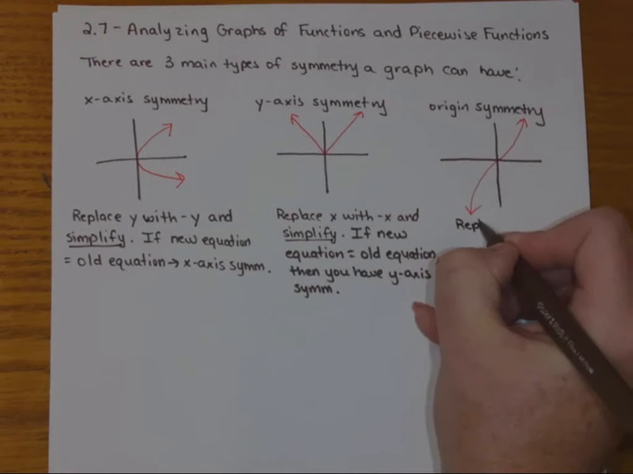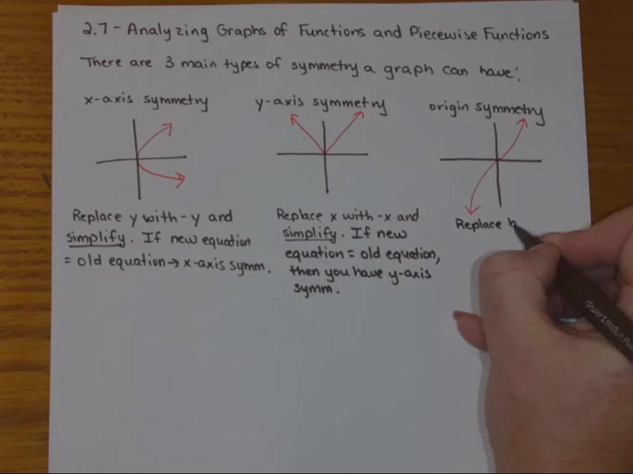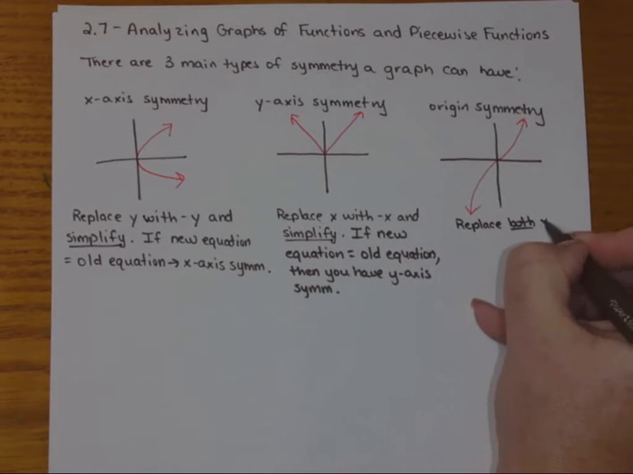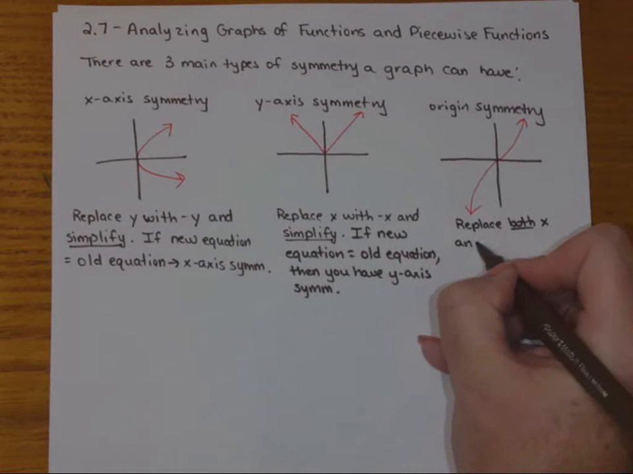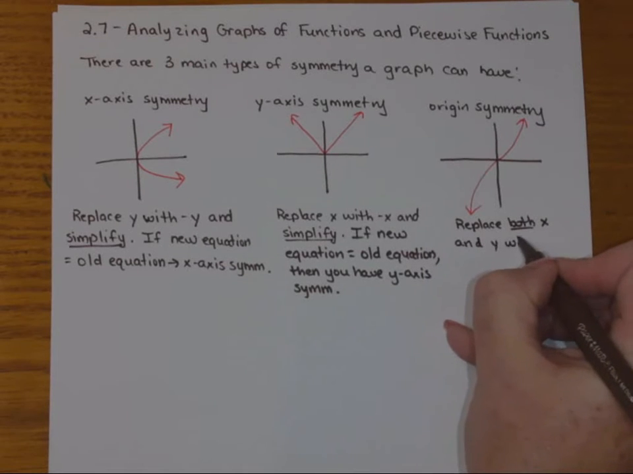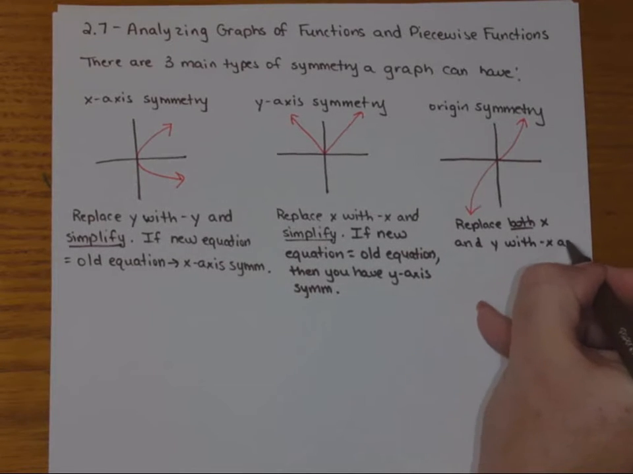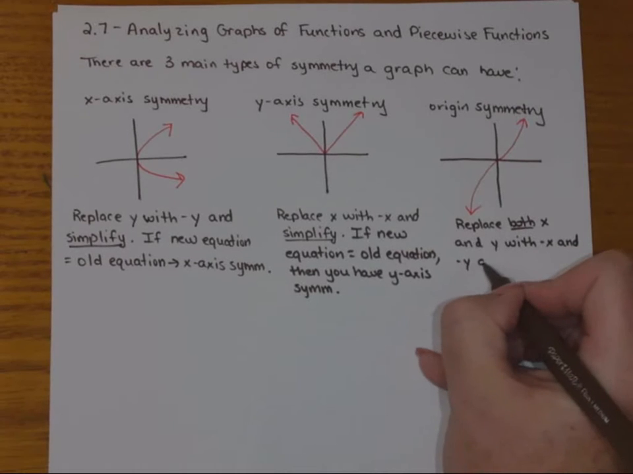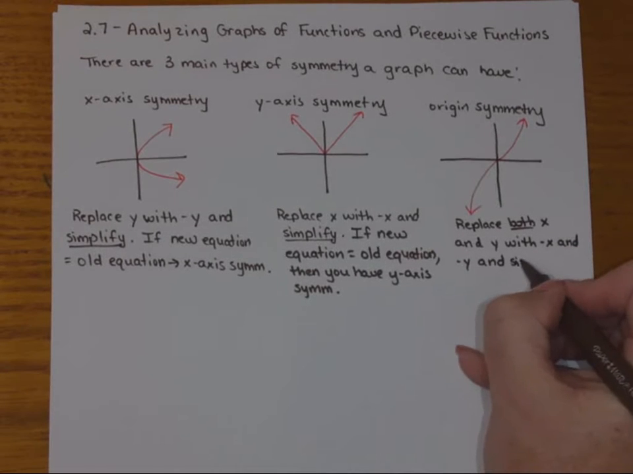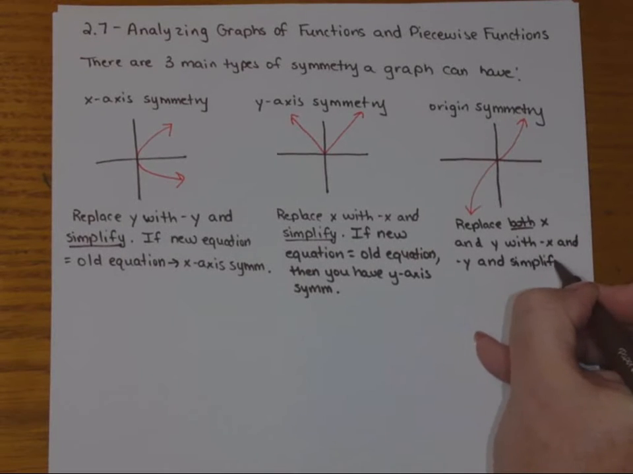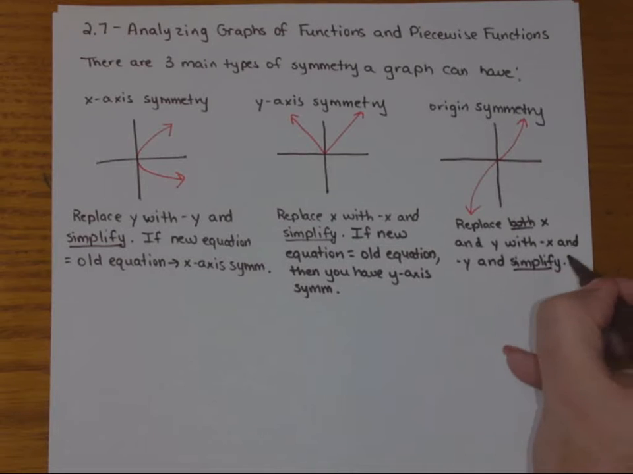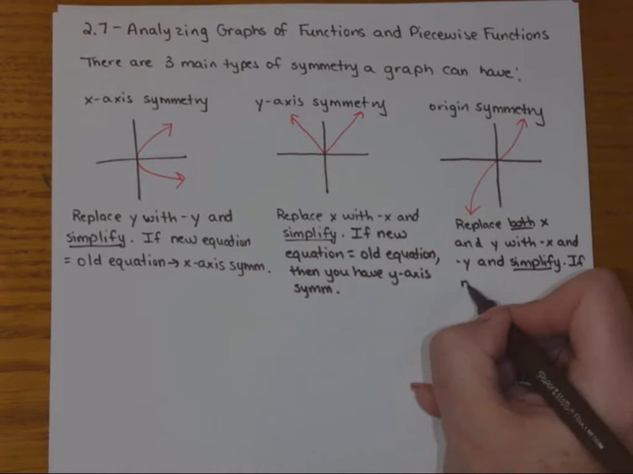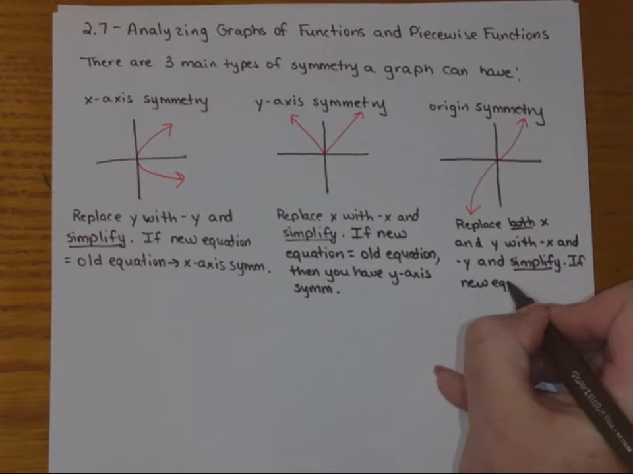And how we're going to show this algebraically is you're going to replace both x and y with negative x and negative y. And again, you're going to simplify. That's always an important step. And then again, if the new equation equals the old equation, then it has origin symmetry.